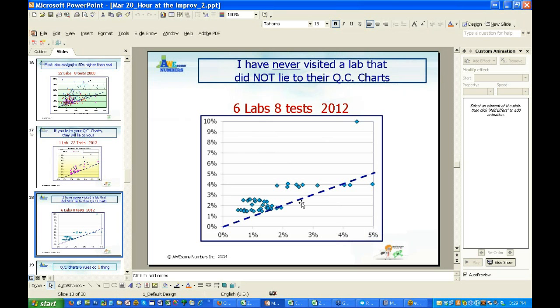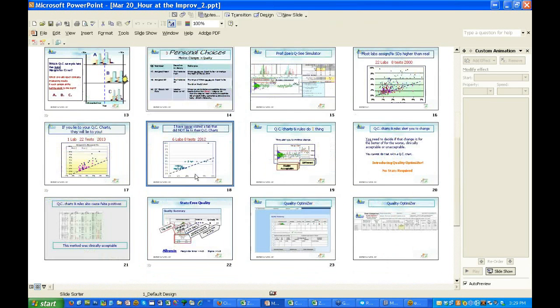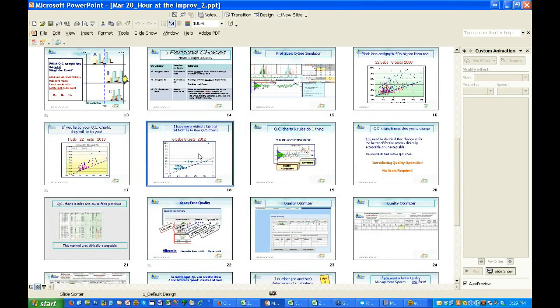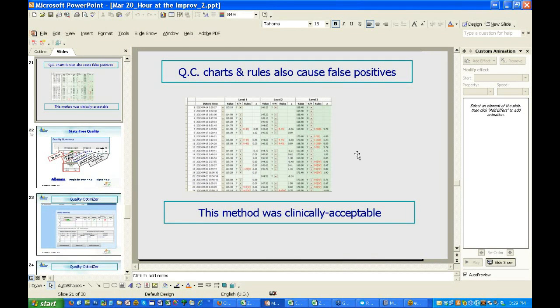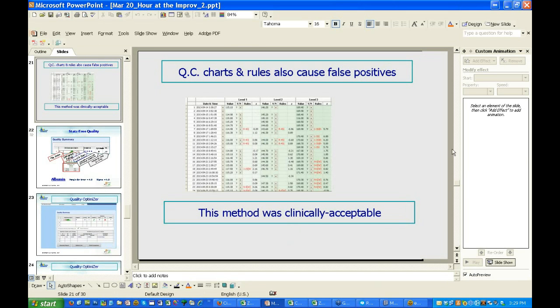When you lie to your QC charts, they're going to lie to you. These personal choices that people make have a real impact on what's going on. And there's really only one proper way to do it. They not only influence the patient risk, but they influence your false positives too. This method was clinically acceptable, and yet this is what people were seeing. If we look in detail at quality control, it can be so much more effective, and that's one of the things that EP23 is going to ask: verify the effectiveness of your quality control.